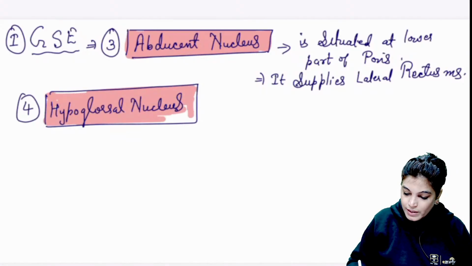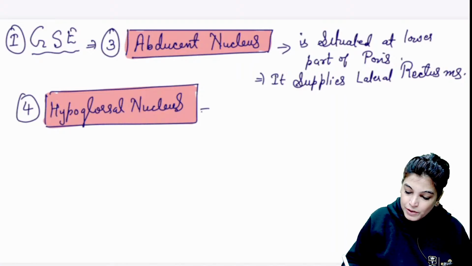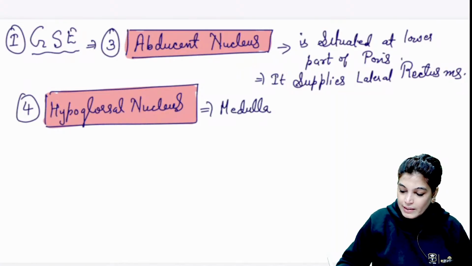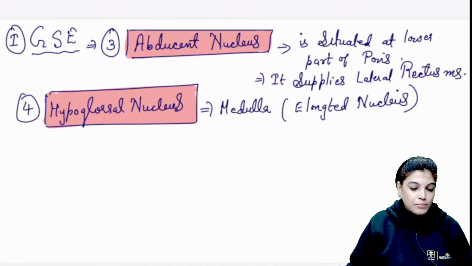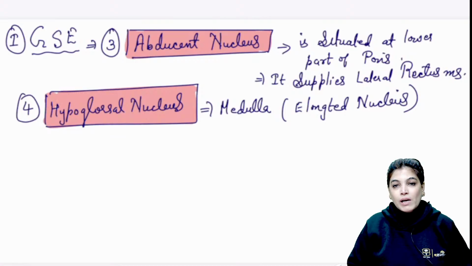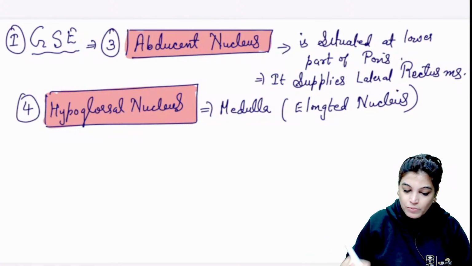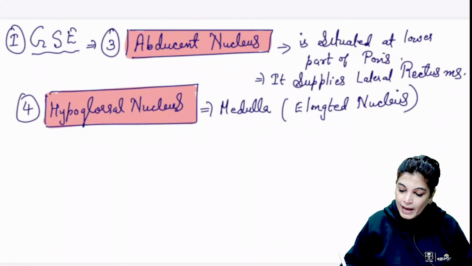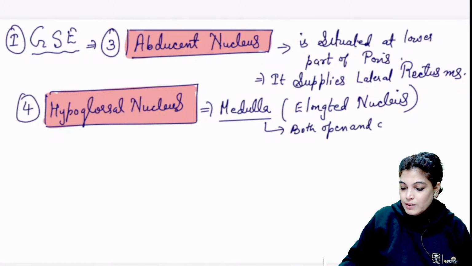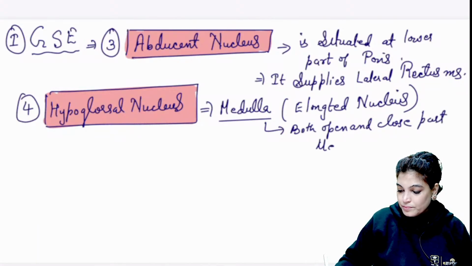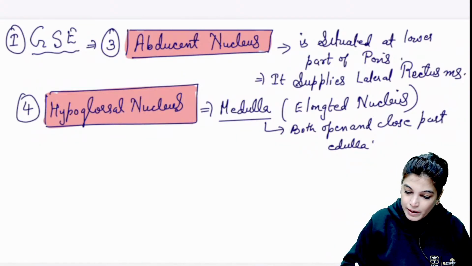This is the elongated nucleus, and it is located in the medulla. When we talk about the brainstem, the medulla oblongata, the lower part of the brainstem, has two parts, the open part and the closed part. This elongated nucleus is located in both the open and the closed part of the medulla oblongata.